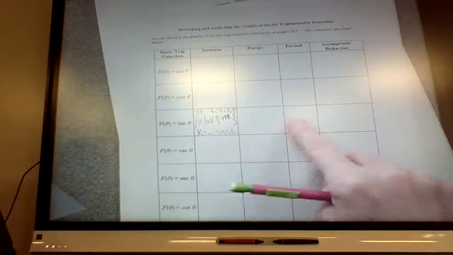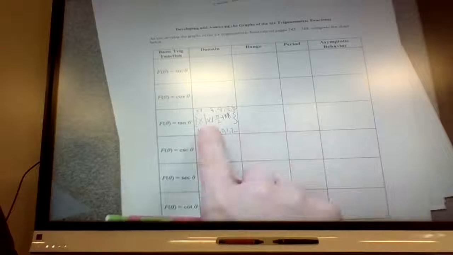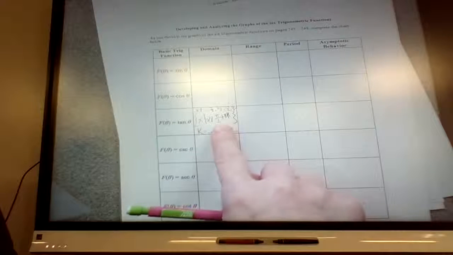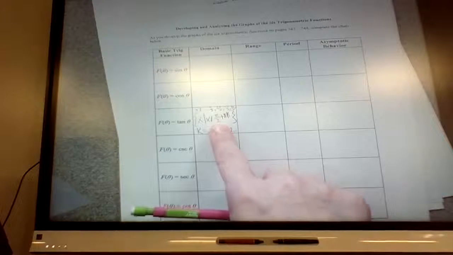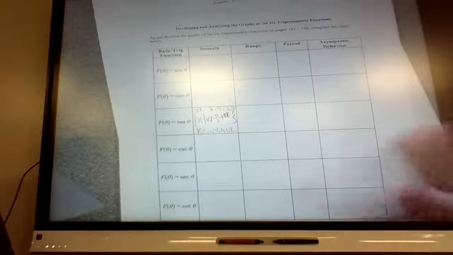All right, so what's the period of the function? Pi. And then the asymptotic behavior is pretty much what our domain is. You get an asymptote starting at pi over 2, and then it happens again every pi units away. So you just put pi over 2 plus pi k. You can do that, yeah. All right, so cosecant.